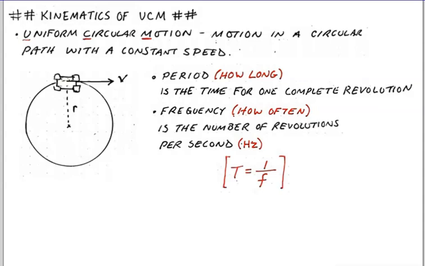Period and frequency are inversely related. If it takes the car longer to do one lap, where the period increases, it will get around the circle less often, or the frequency will decrease. The opposite is true as well. If the car gets around the circle faster, its period will decrease, and its frequency will increase.